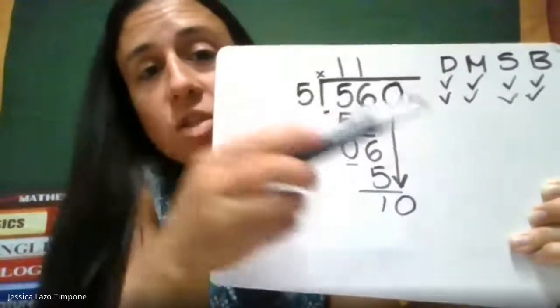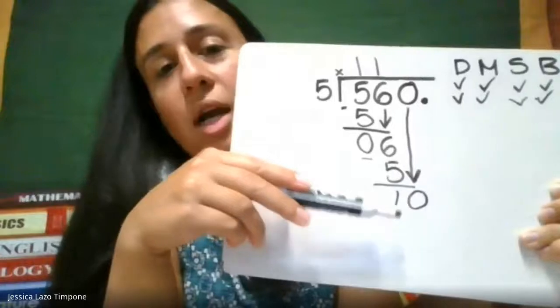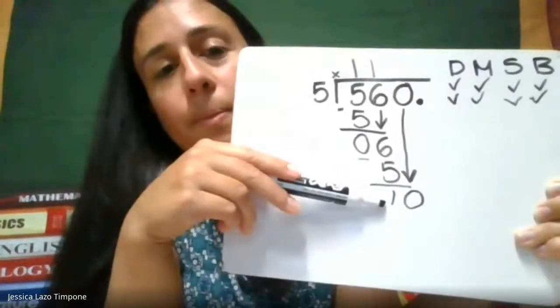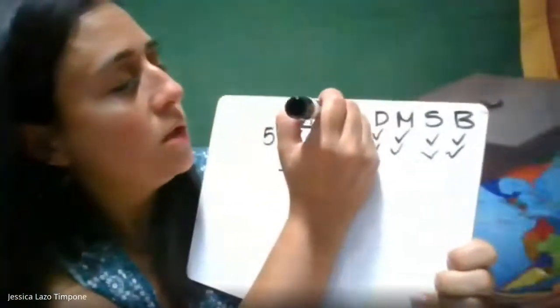We're going to start all over again. So we're going to start with D for divide. So 5 and 10. How many times does 5 go into 10? 5, 10. Oh, 2 times. All right. So 2.